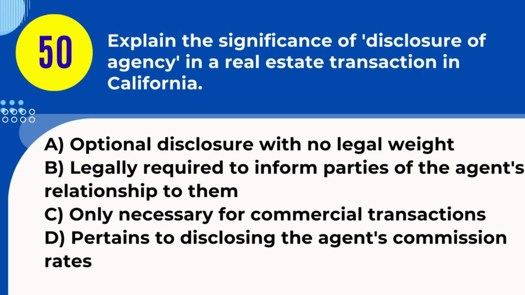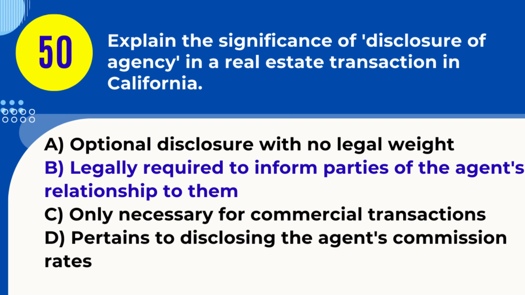Question 50. Explain the significance of disclosure of agency in a real estate transaction in California. A. Optional disclosure with no legal weight. B. Legally required to inform parties of the agent's relationship to them. C. Only necessary for commercial transactions. D. Pertains to disclosing the agent's commission rates.